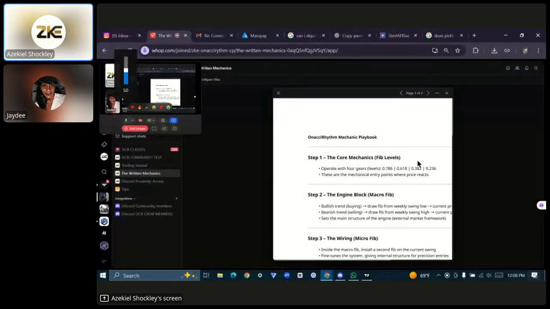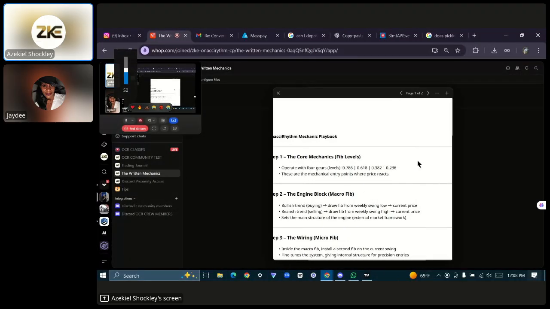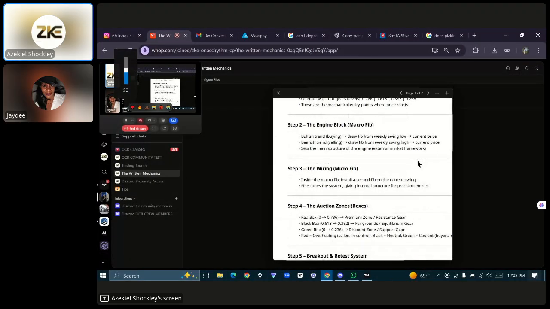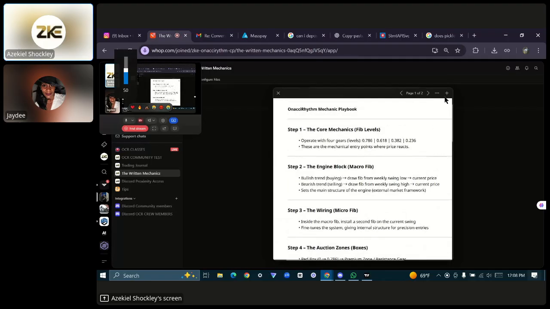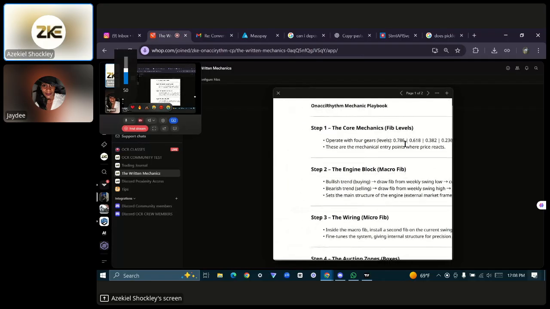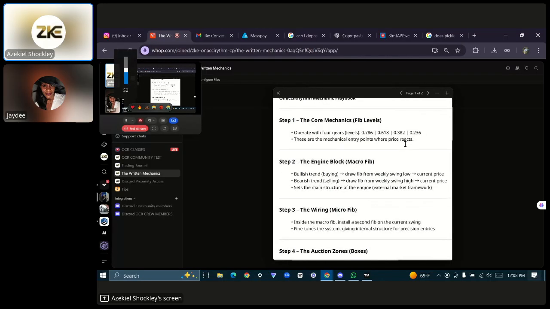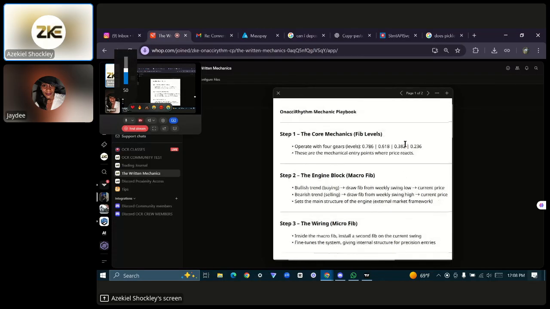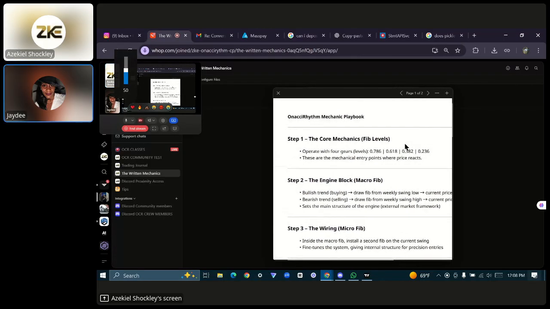These are your gears. Everything about how I teach is mechanical, so I break down these core concepts in gears, like an engine. We're building an engine. The market is an algorithm, and we're building an engine to react to it.